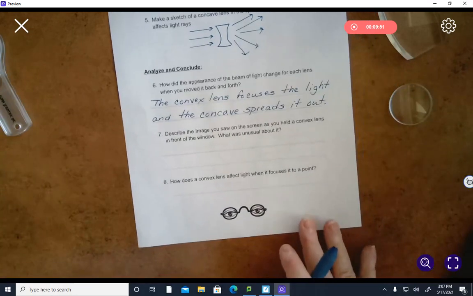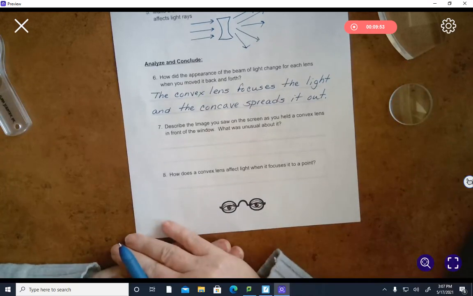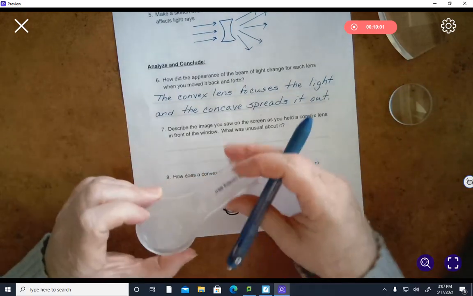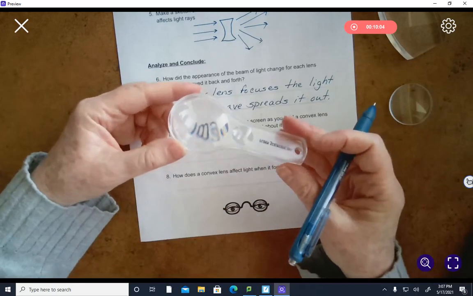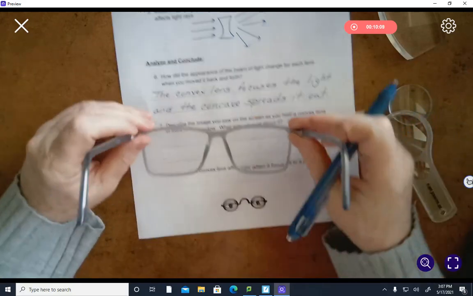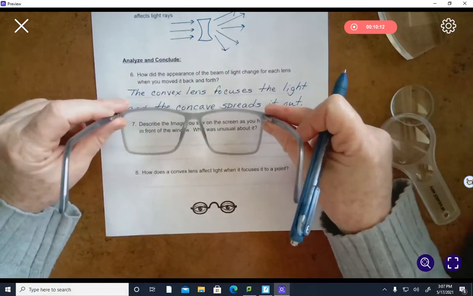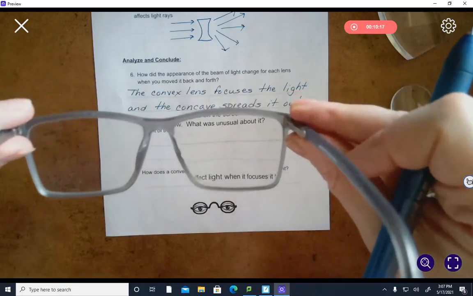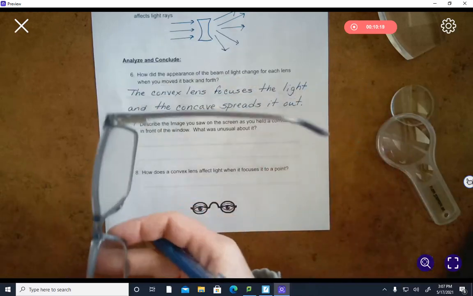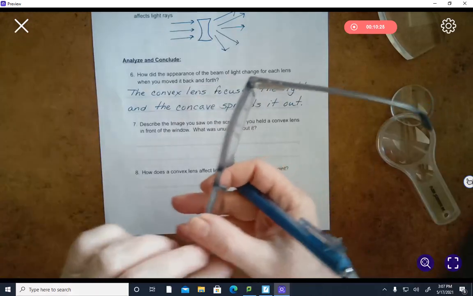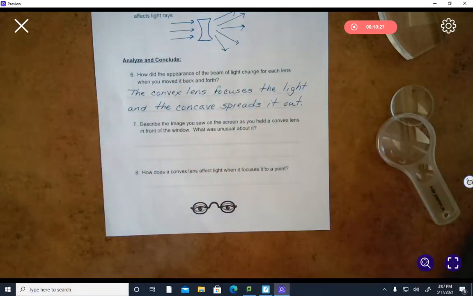Describe the image you saw on the screen as you held a convex in front of the window. What was unusual about it? I just really wish I could get this to work for you through the window, but I can. So if you happen to have a magnifying glass, even somebody's eyeglasses, my eyeglasses, I can't see, but if you look as I pull away, as I pull away, the writing gets bigger. So maybe if you were to just stand in front of a window and shine on the screen to see what happens, what you can see on the screen or the paper.